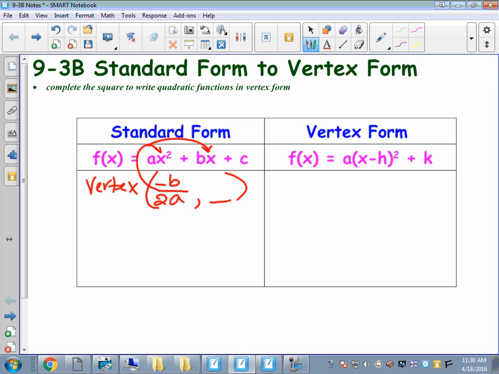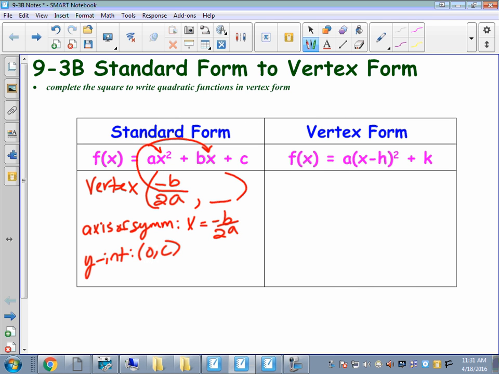To get the y coordinate, you have to plug this value in for x everywhere in the equation. Your axis of symmetry is that same value, x equals negative b over 2a. And then your y-intercept is the one thing that this form tells us pretty straightforwardly. You just look at it and you have the c value. So the standard form is really good for the y-intercept.